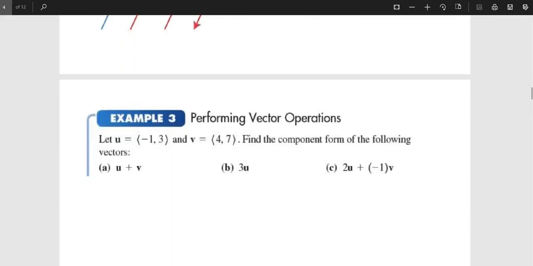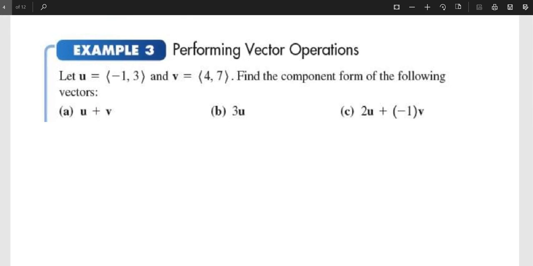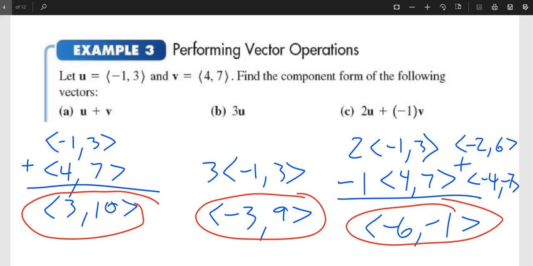Hopefully that makes sense. Okay, so we need to practice with a few of these. Shouldn't take us too long. You should take about maybe 40 seconds to answer these 3 questions.